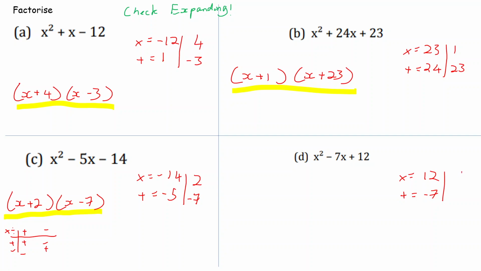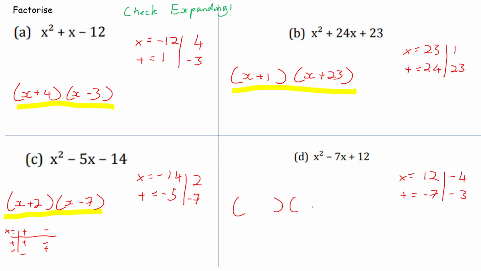Let's choose 4 and 3. Well, 4 times 3 is 12, and 4 add 3 is 7. This is the trickier one. You've got to be able to recognize that it's going to be 2 negatives here, because a negative times a negative, like over here, gives you a positive. So minus 4 times minus 3 gives you plus 12, and minus 4 add minus 3, or minus 4 take away 3, gives you minus 7.